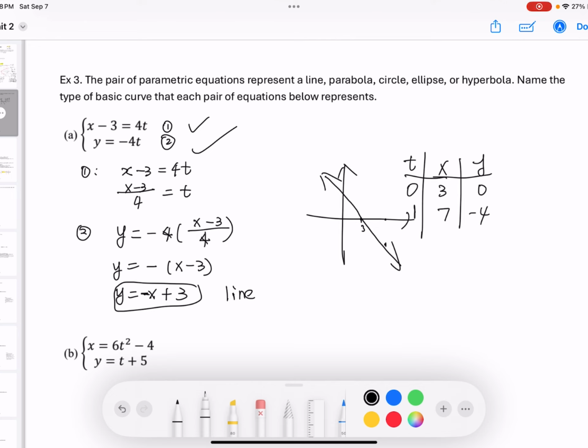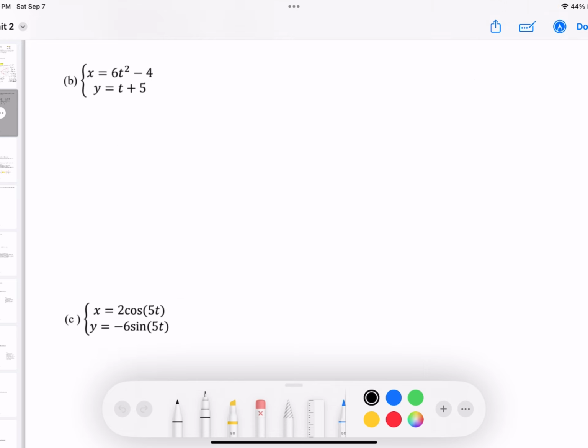All right, let's go on to see the next example. If the question doesn't ask you to graph, you don't have to graph. You just say this is a line.